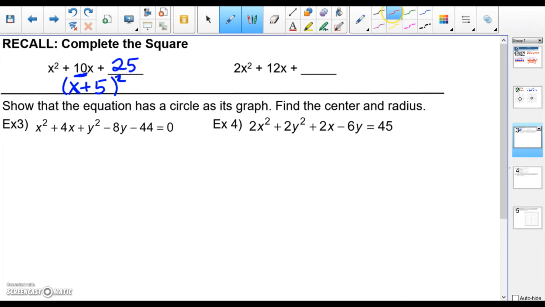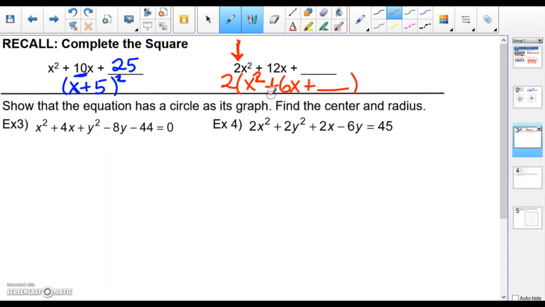Now the next one is going to be a lot harder because of this 2 in the front. That complicates the issue quite a bit. And so what we want to do is factor out that 2. So if you factor out that 2, you'd have 2 times (x squared plus 6x plus blank).